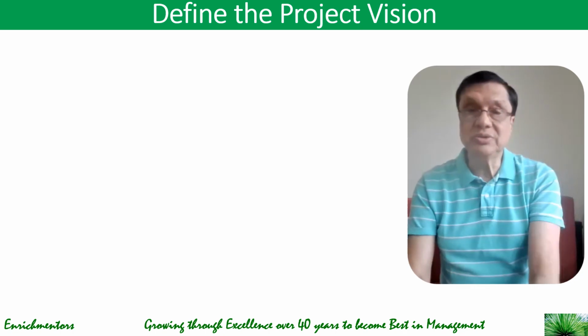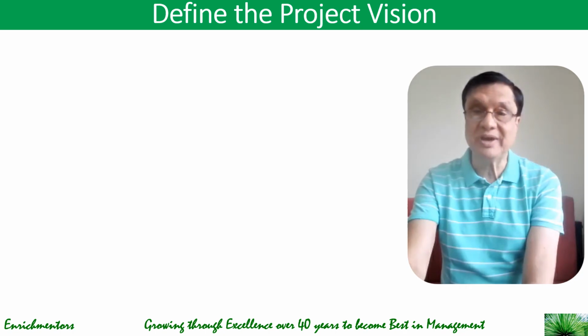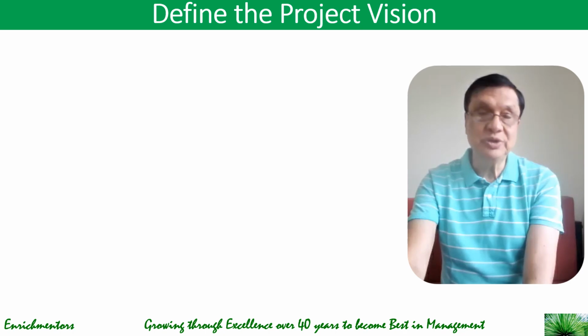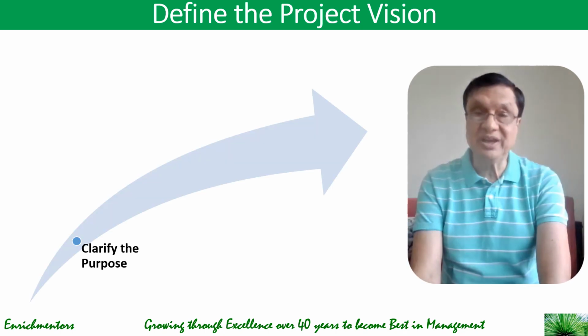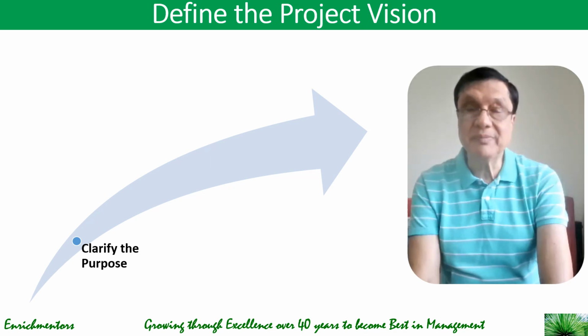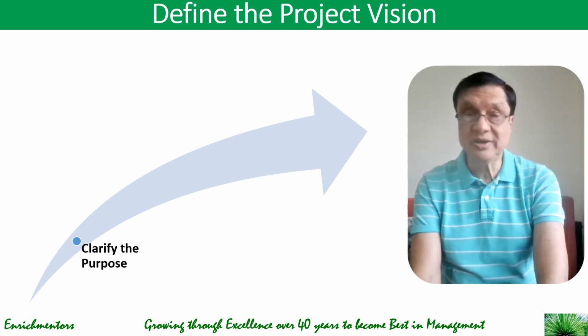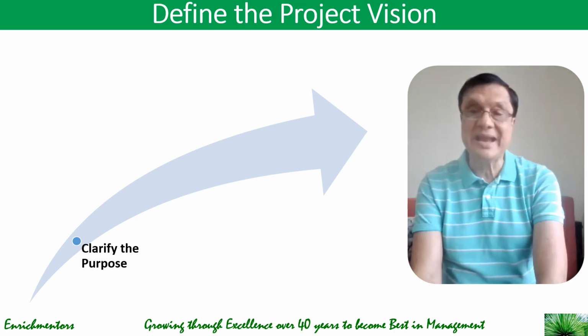So first, what you need to do is to clearly define the project vision. The project vision provides a high-level overview of the project's purpose, goals, and long-term impact. And then you need to begin by clarifying the purpose. In clarifying the purpose, you need to answer why the project exists and what problem it solves. And then identify the primary objectives like improving infrastructure, meeting regulatory requirements, and enhancing functionality.